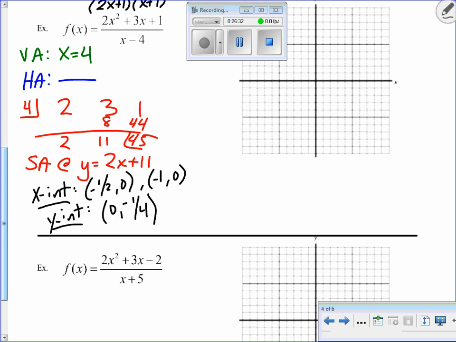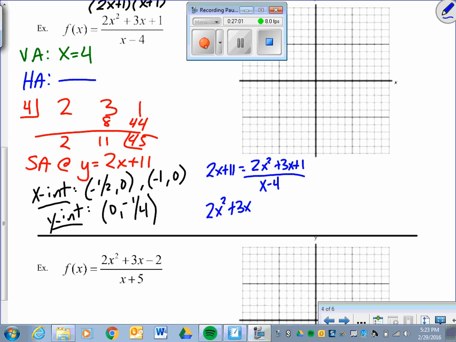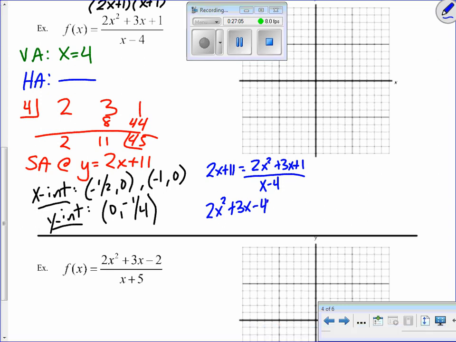Now I want to see if I'm going to cross my slant asymptote anywhere, so let's plug that in for f of x. We're going to say 2x plus 11 is equal to 2x squared plus 3x plus 1 over x minus 4. Cross multiply, and I get 2x squared plus 3x minus 44 is equal to 2x squared plus 3x plus 1. Simplify this down, we get negative 44 is equal to 1. That's clearly not true, so this is not going to cross our slant asymptote.